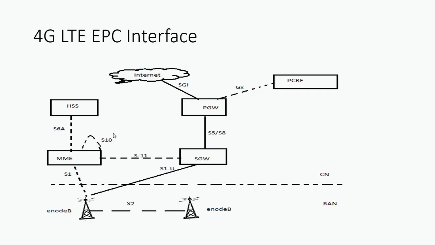I draw a solid line between SGW and eNode B that represents the user plane, and the user plane represents the actual flow of data for a particular service. So before you have a flow of data for a service, you need to set up that service. So let's understand with the help of a scenario. Let's take a voice over IP call.